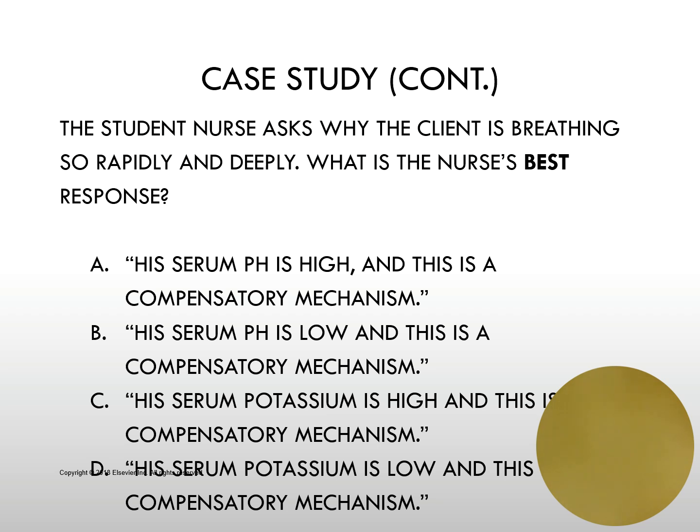The correct answer is B. Remember, we're going to have an acidotic state, so the serum pH will be low, and this is how the body tries to compensate by blowing off acid in the form of carbon dioxide.